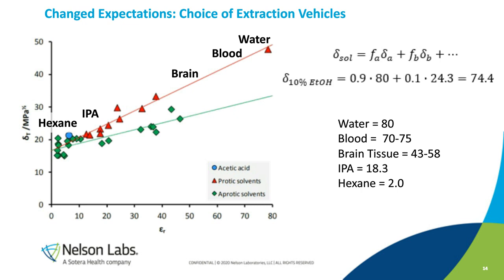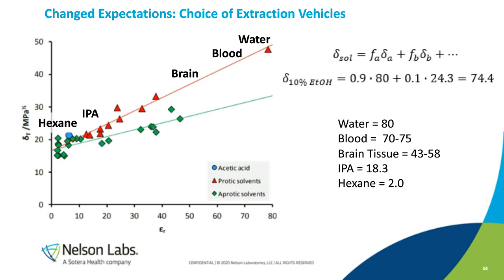You can see here, water has a dielectric constant of 80. We know what the dielectric constant of blood is. It's something we measure. It ranges between 70 and 75 depending on the individual and their diet and a bunch of other stuff. If you think about the least polar tissue that we have in our body, it's probably brain tissue. This has a dielectric constant ranging from 43 to 58. And then you have other solvents commonly used for medical device extractions, IPA at 18.3 and hexane all the way down there at the end with 2.